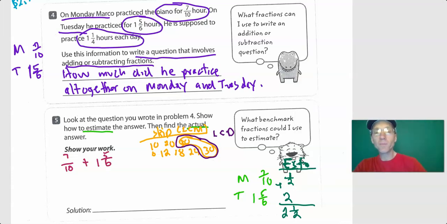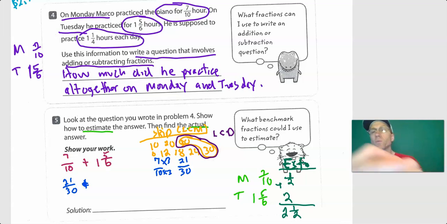7/10. I'm changing that into a fraction that has 30 parts, right? So I have to triple the number of parts. Of course, they're just getting smaller. 7/10 becomes 21/30. That's supposed to be a plus sign. Oops, boy, I'm really getting tired here. It's a little late to be doing this in the day.